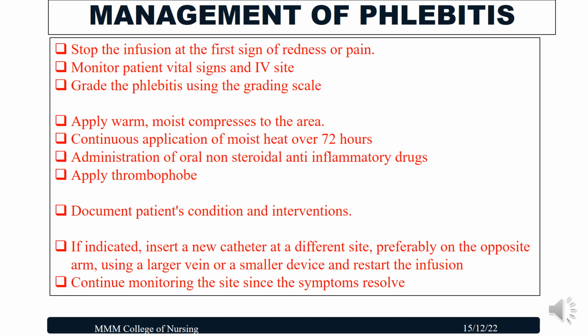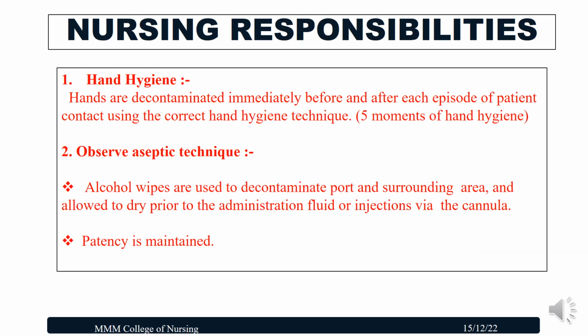If indicated, we need to insert a new catheter at a different site, preferably on the opposite arm, using a larger vein or a smaller device, and restart the infusion. So we don't keep the same site or continue the infusion, and we continue monitoring the signs until the symptoms resolve.